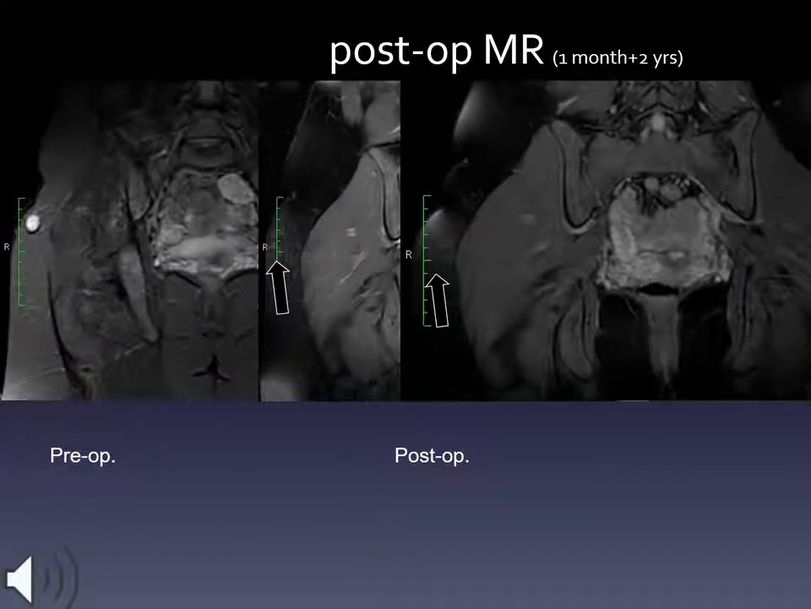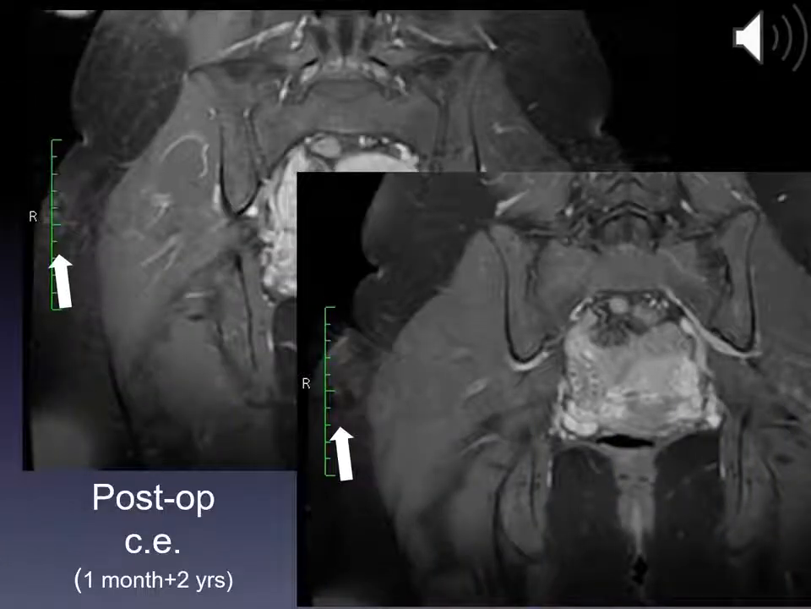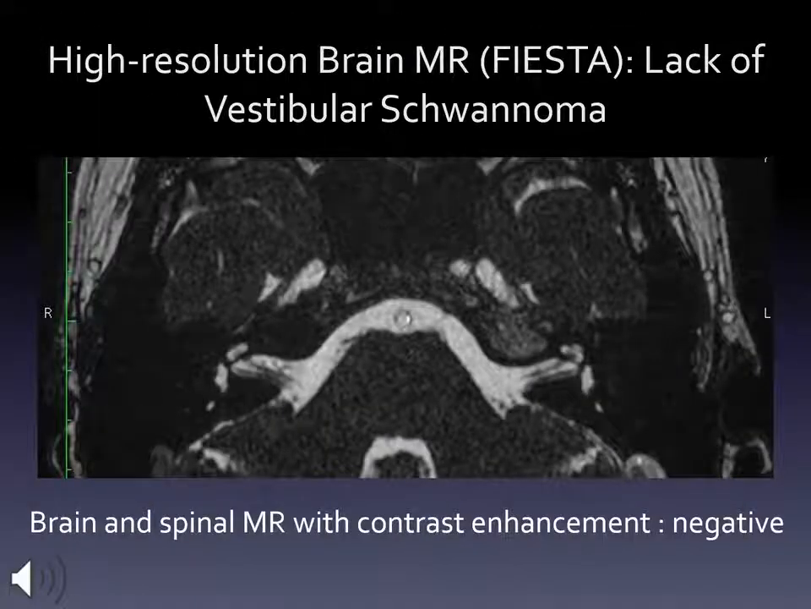Here we have some coronal images in STIR and in T2 with fat saturation, in T1 with fat saturation and with a contrast enhancement. We have a lack of vestibular schwannoma in the fiesta sequences of the encephalon. A brain and spinal MR has been carried out with contrast enhancement. It was negative.